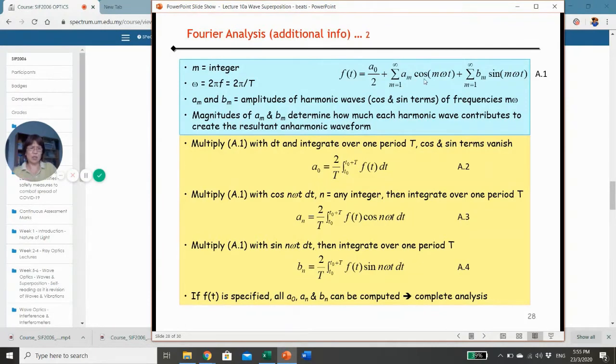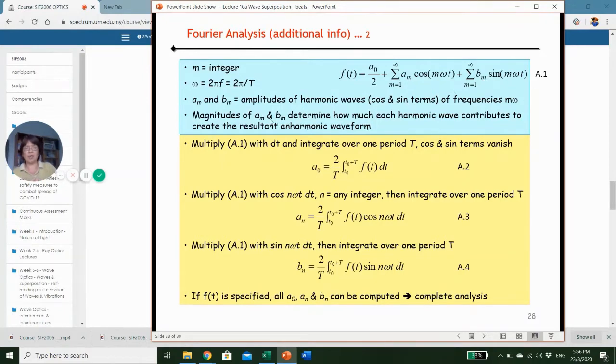Now, I rewrite the expression, the Fourier series here, which is noted as equation A1, where m is an integer, omega is 2 pi f or 2 pi over the period T, and a_m and b_m are amplitudes of the respective harmonic waves of frequency m omega, whether written in cosine or sine terms. The magnitudes of a_m and b_m will then determine how much each harmonic wave will contribute to create that pulse. We would like to then find out how we get these amplitude values.